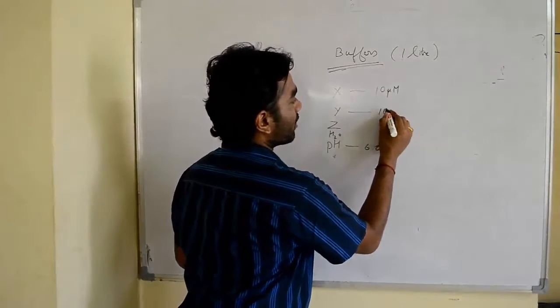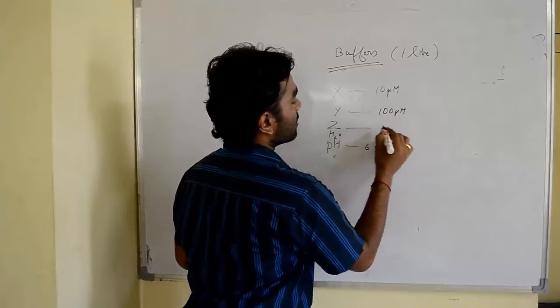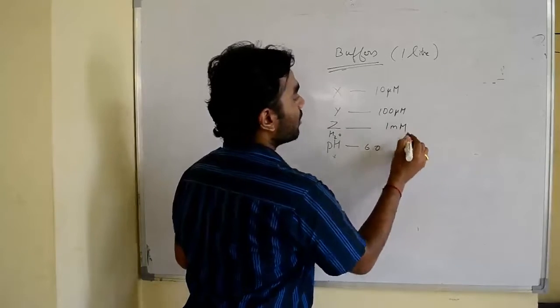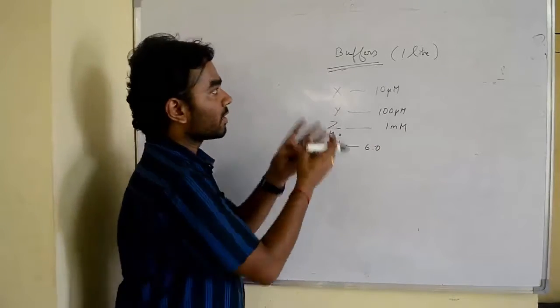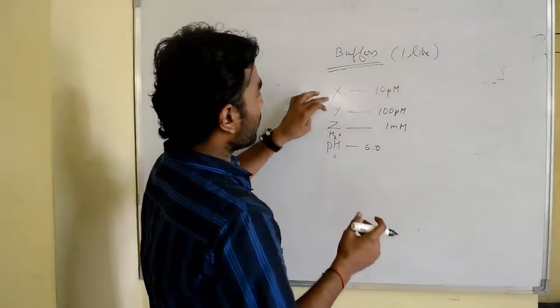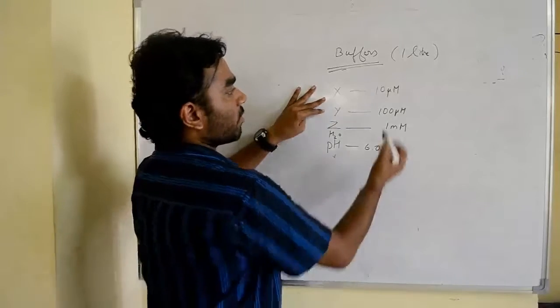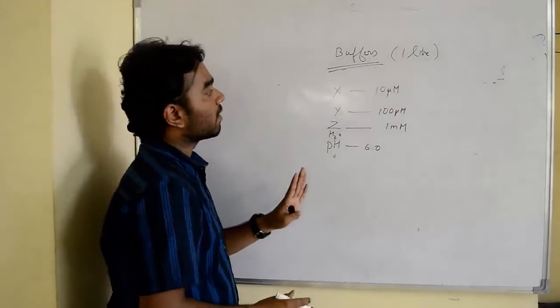Y should have 100 micromole, and this one should have 1 millimole. So in this kind of complex components included in this buffer, how do you calculate it? You know the molecular weights. Whenever you are taking micromolarity, you have to use the molecular weight compulsorily.